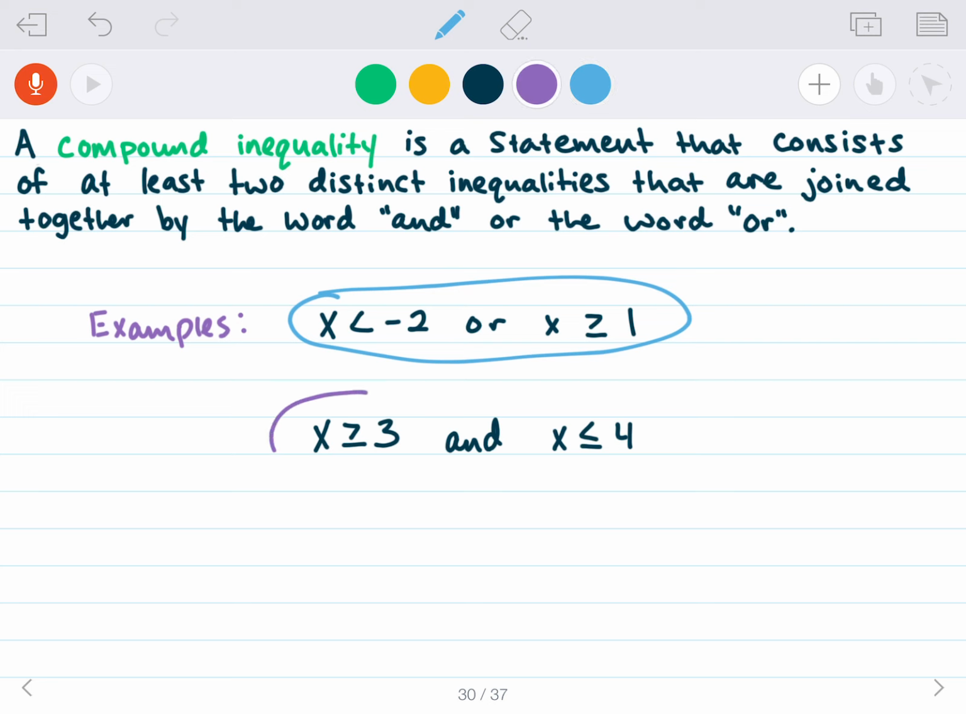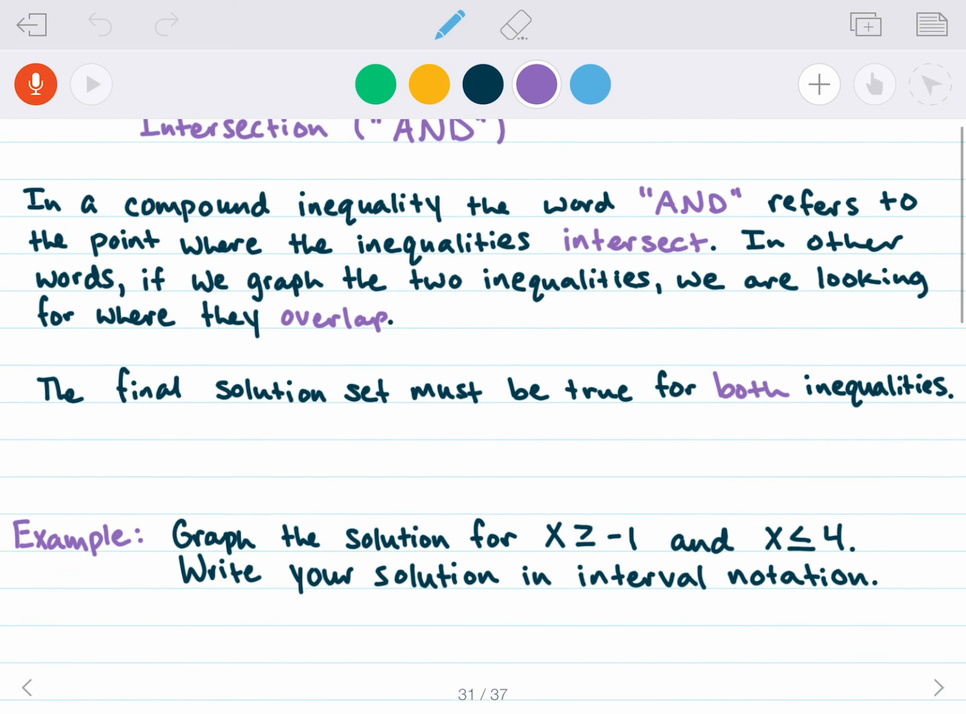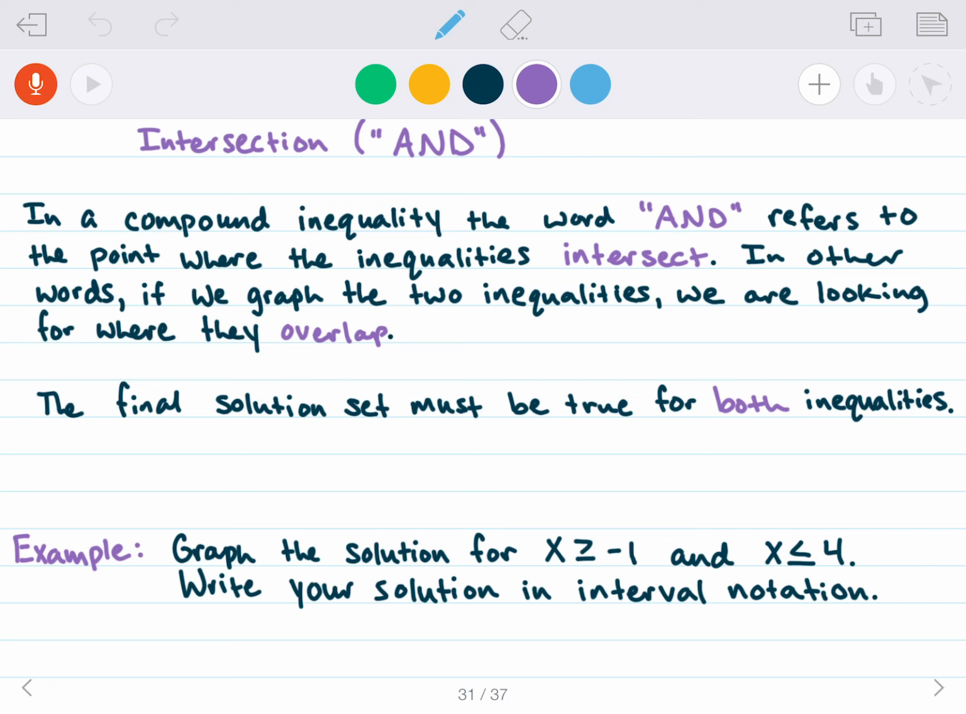Now, the next one is an "and" inequality. It says x is greater than or equal to 3, and at the same time, x must be less than or equal to 4. So, we want both of these things to be true simultaneously with ands. And we're going to look at some examples with those. Let's first look at and.